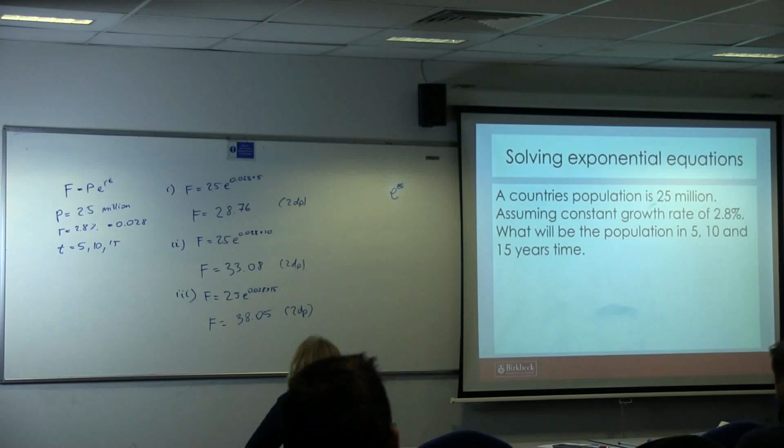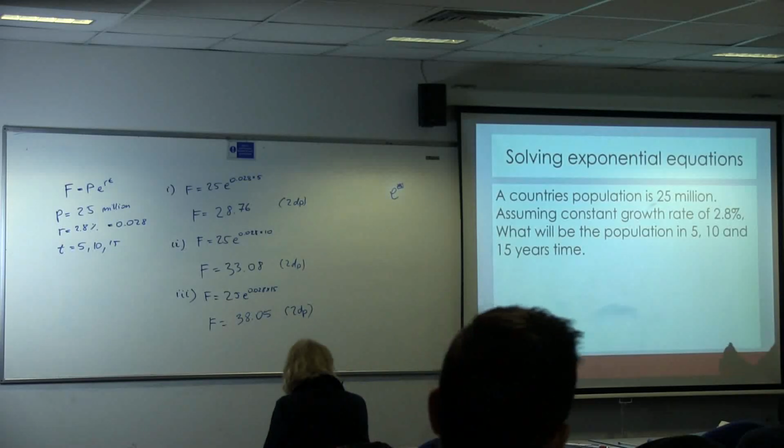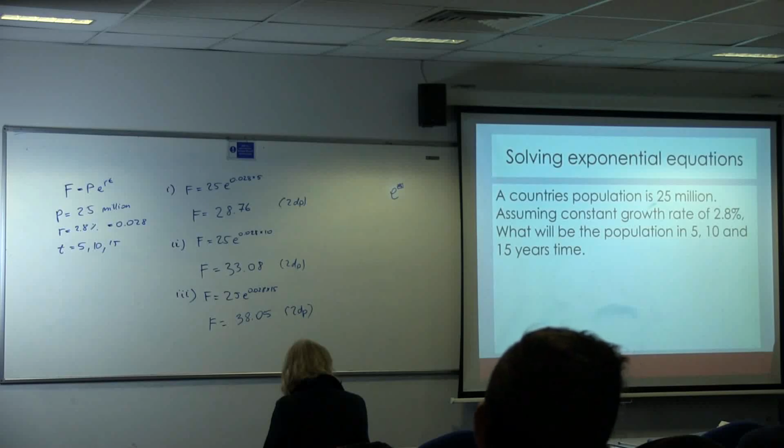In these specific cases, I think the base unit for population growth is always years. So if you were to calculate it in 5 days' time, you would need to convert the days into fractions of years and then do it that way.